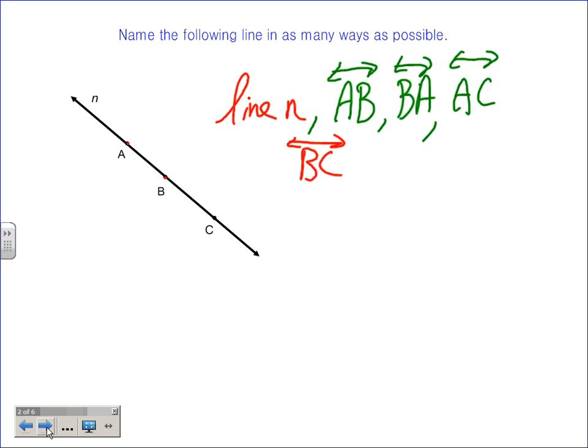So, find which way is going to work for you. For me, I kind of do something like the AB with the little line over the top because it's nice and quick. Doesn't take very long. But again, if I say line N, you better be able to find it. Okay?